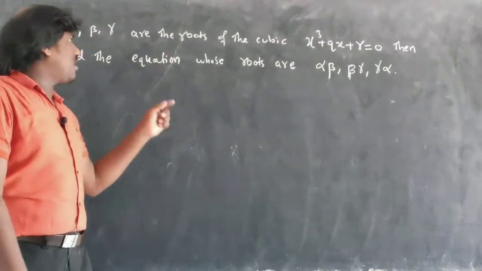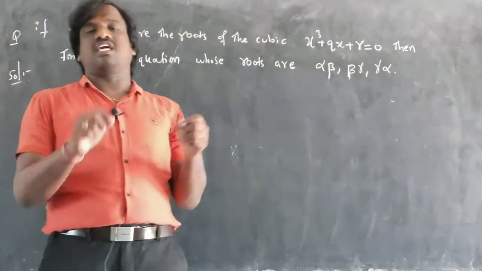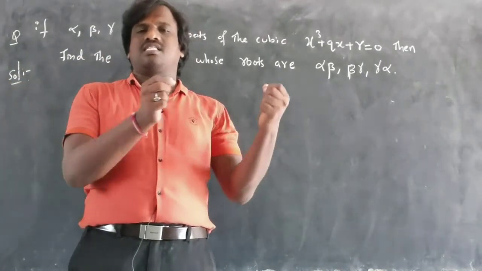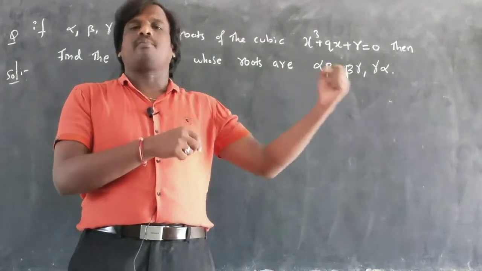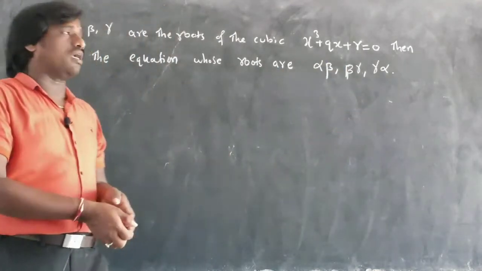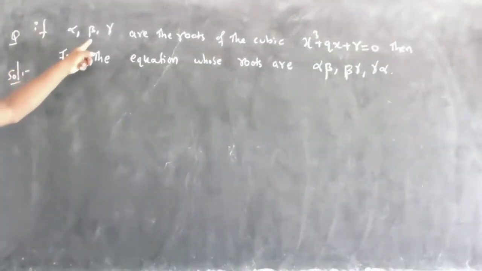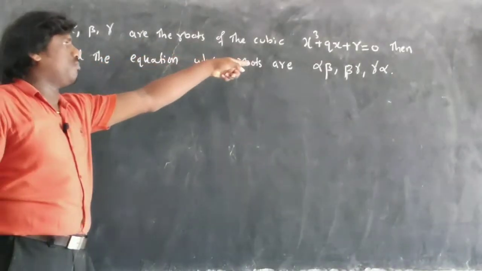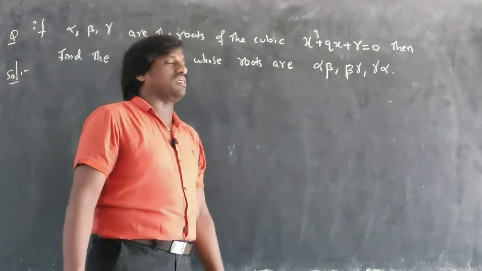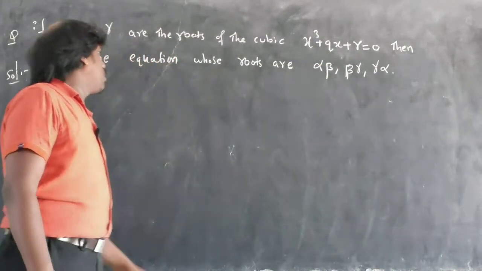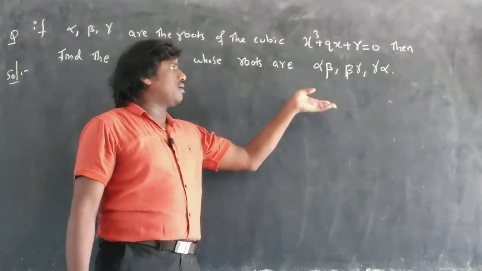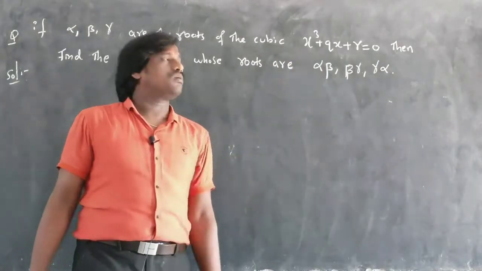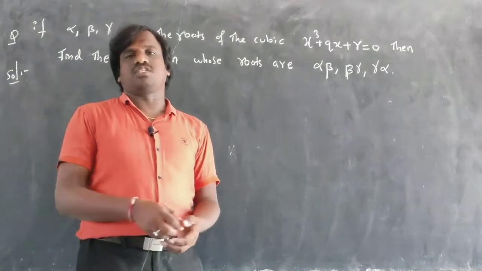Okay, let us see here. Now we are talking about the theory of equations, and yesterday I explained many problems. Now let us discuss a few more problems on theory of equations. If alpha, beta, gamma are the roots of the cubic equation x cube plus qx plus r is equal to 0, then find the equation whose roots are alpha beta, beta gamma, gamma alpha. This is the question they asked.